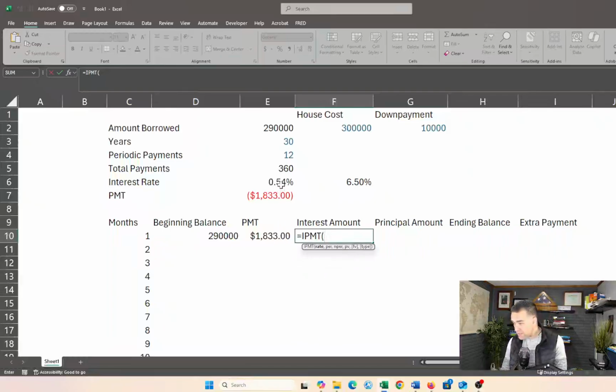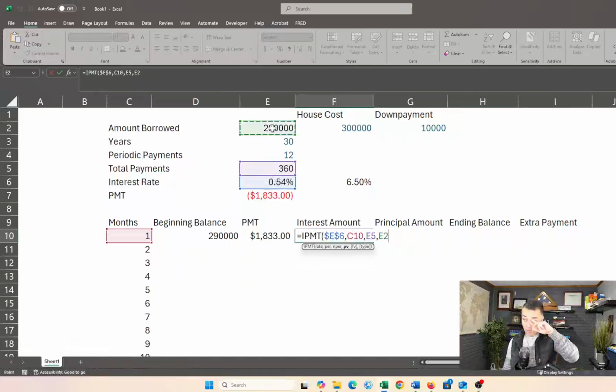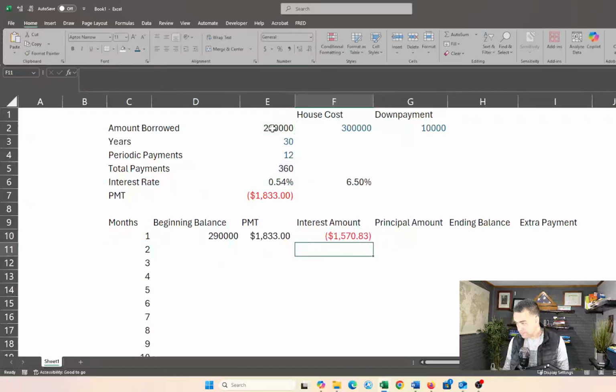So the first thing it's going to ask is the rate. That's the interest rate. I'm going to hit function F4 to freeze that, because when I drag that down, I don't want it to change. Next is what period are we in? Well, that's going to be the first month. The next is total number of periods, NPER, that's 360. Next, it wants to know what is the amount borrowed, that's the 290. And then 0, so it gives me the same value.